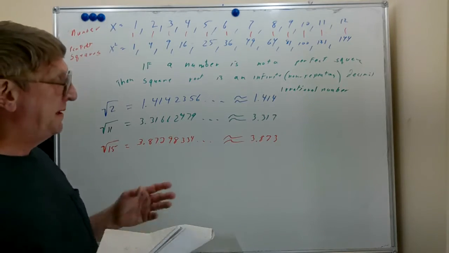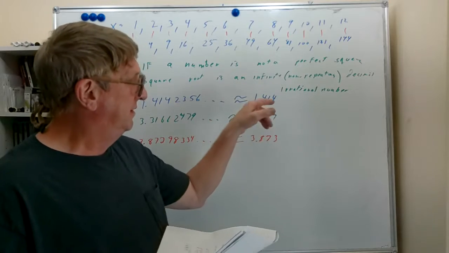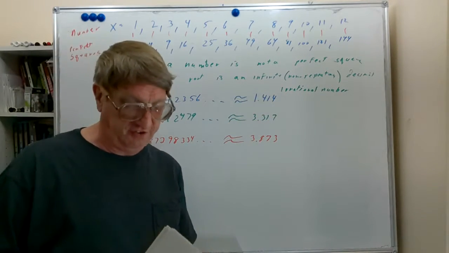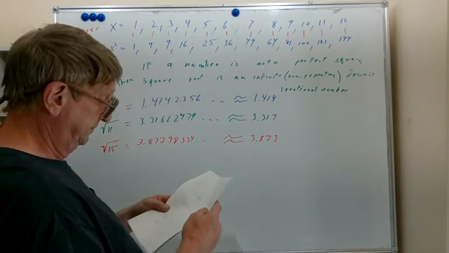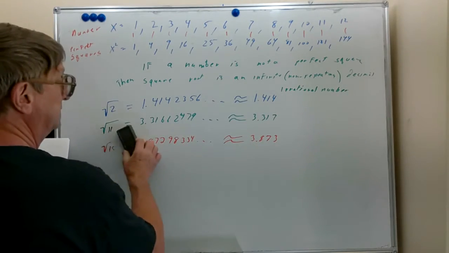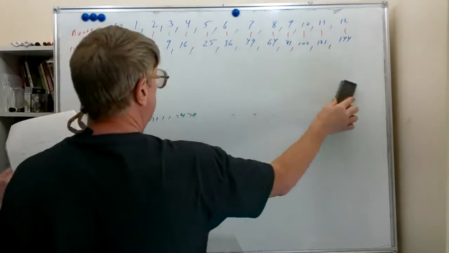Depending on your need for precision, you may be carrying them out further, but this gives you to the thousandth place in this case. It usually will get you close enough for what you want to do. I'm going to erase that and remember that it's not a perfect square.